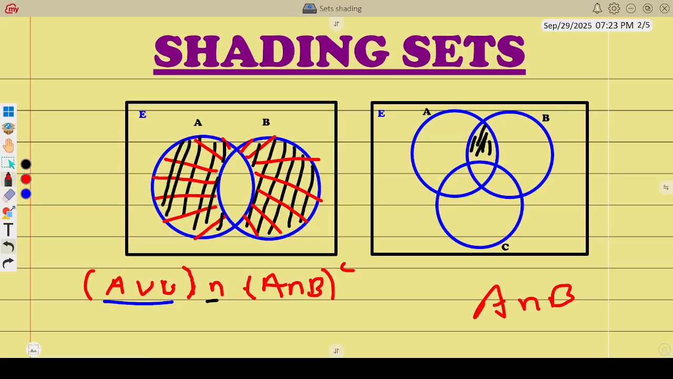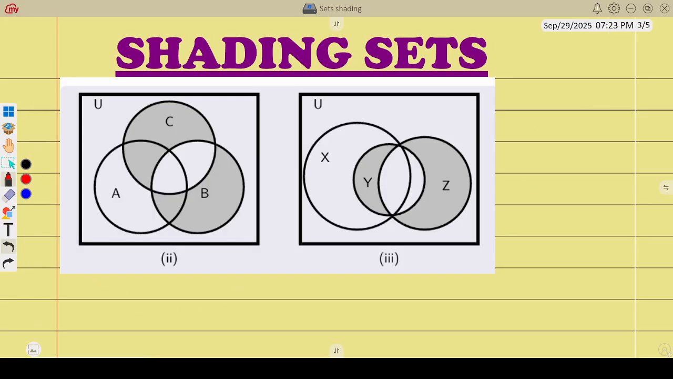So this is how the shading will actually look. We shaded A union B and then also shaded A intersection B complement. So this is the whole thing, how it's looking. And if you can remember, everything in A is shaded and everything in B is shaded, but the intersection is not part of the answer. And so this is A symmetric difference B.